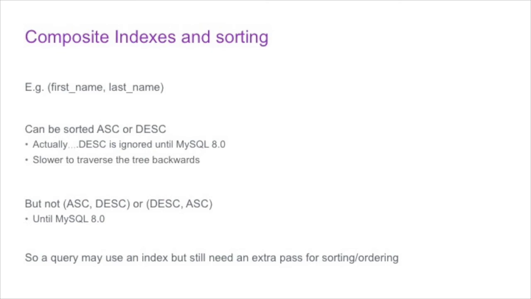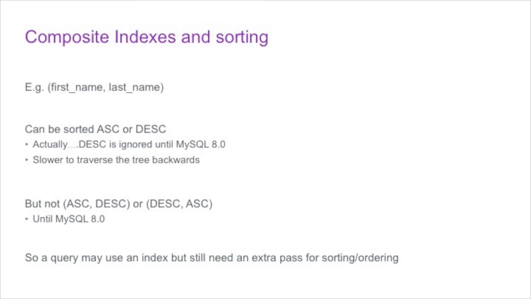And the answer is yes, actually, because rewinding a tape takes more work than fast forwarding, and that's true in B trees as well. It's actually slower to traverse the tree backwards. That may be MySQL's implementation of B trees. I don't know if that works for all B trees. I think the theory of B trees is it shouldn't matter. But in MySQL, it actually is slower to traverse the tree backwards.